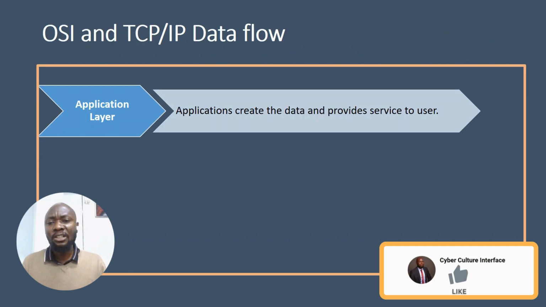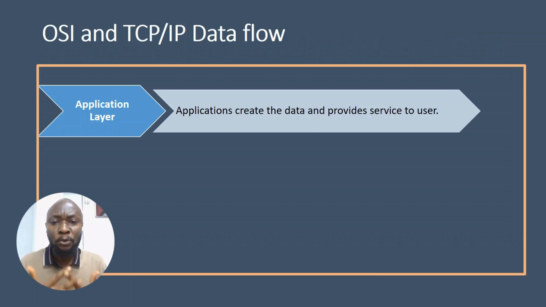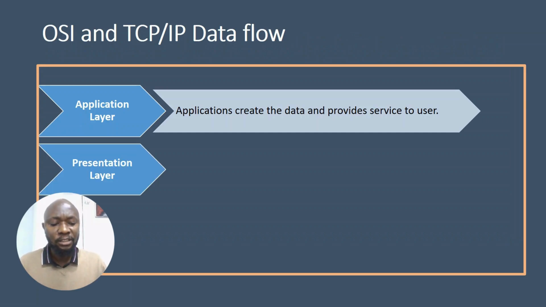So the application layer creates data and provides service to the user. When you have your Outlook or your Gmail, you sit down behind your computer, you compose a message or you design a flyer or you create a video. So this is the application. The application does that for you, so it helps you in the creation of data.